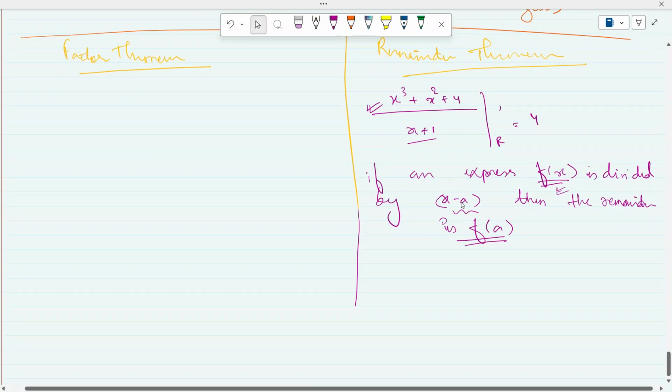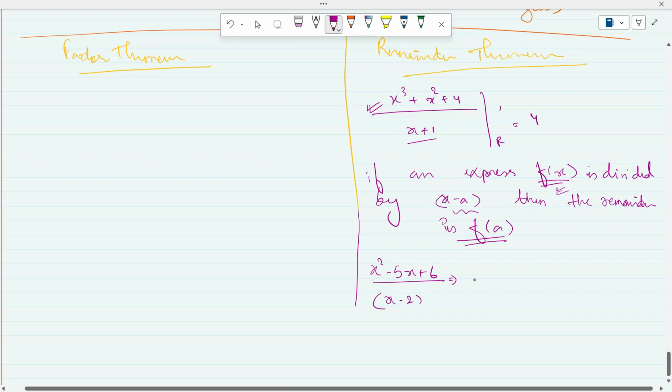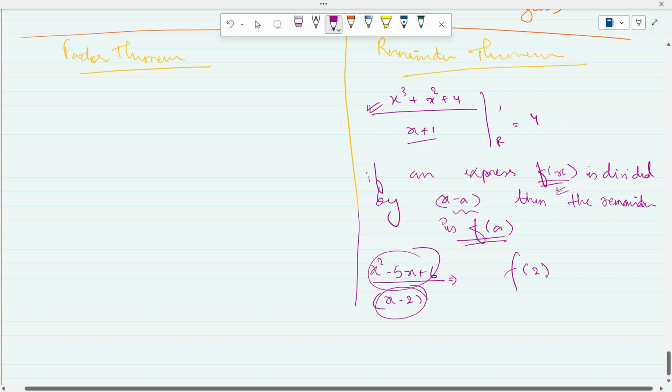Example could be like we saw just above, like this. If we divide it by x minus 2, we will get... and so if you want to find the remainder of dividing this expression, we have to find the value of f of 2. Basically, if we have x minus a, where a is 2, we have to find the value of f of 2.